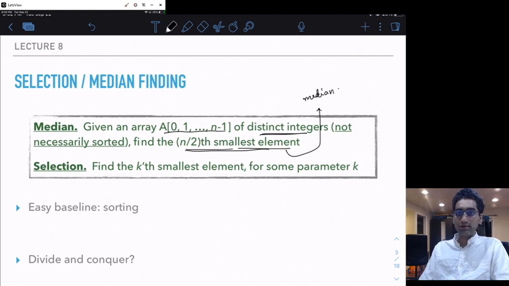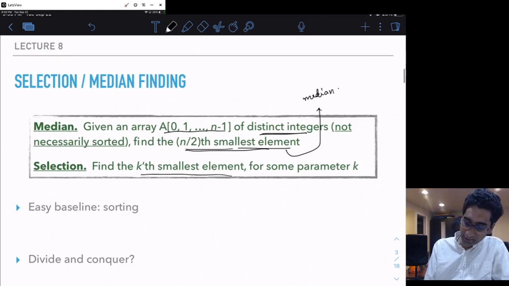Now, a slightly more general problem is what is called the selection problem. Here you are given an additional parameter k, and the goal is to find the kth smallest element of this array A. Note that for both of these problems, an easy solution, which is kind of a baseline, is you first sort the array, and then you can basically read off the answers. After you've sorted it, the median is just the n by 2th element of the sorted array by definition. And so the easy baseline is sorting, which takes time of n log n.